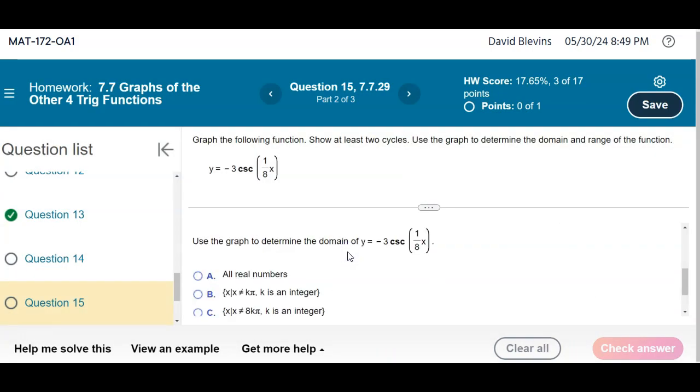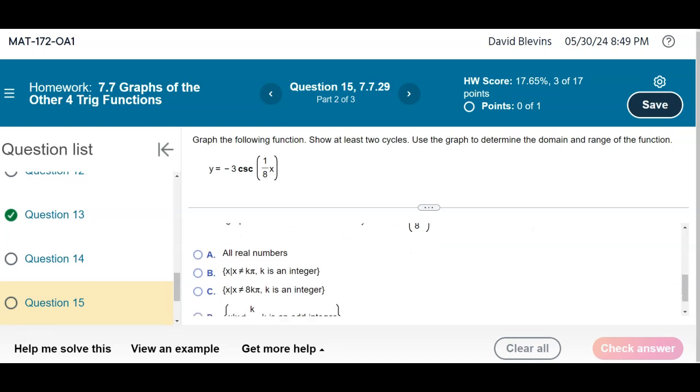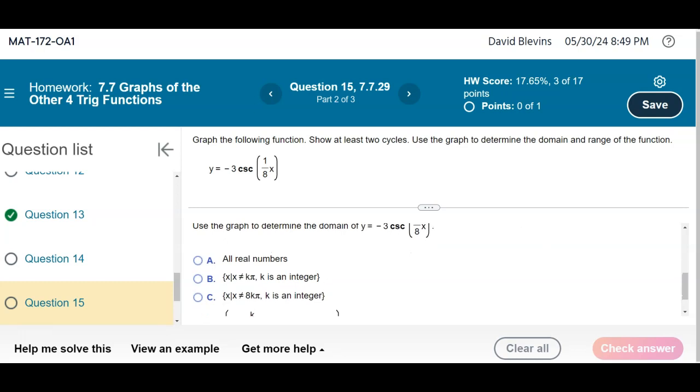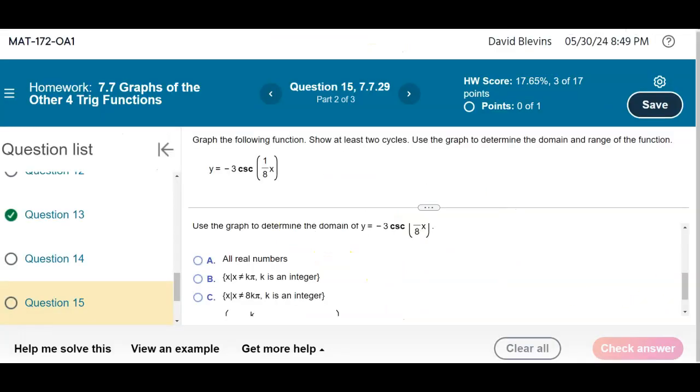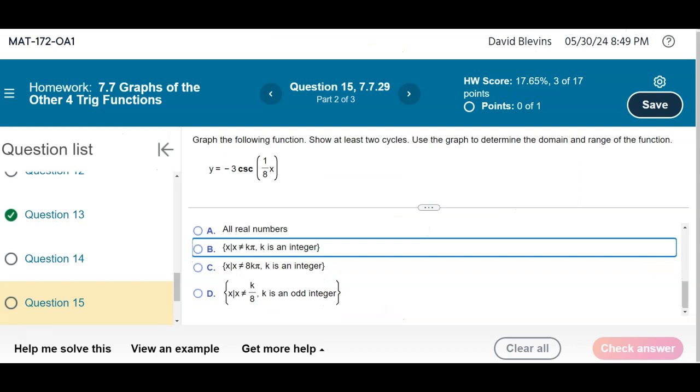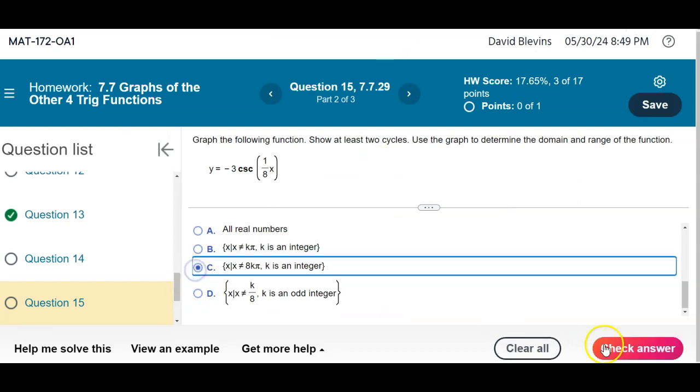All right, and then let's look at the domain and range. So what is the domain and range of this? Domain is everywhere except where we have vertical asymptotes. And if you look at our graph again, we're having vertical asymptotes every multiple of 8 pi. So 0 times 8 pi is 0, 1 times 8 pi, 2 times 8 pi, 3 times 8 pi. So multiples of 8 pi, where k is an integer. So that would be choice C there.